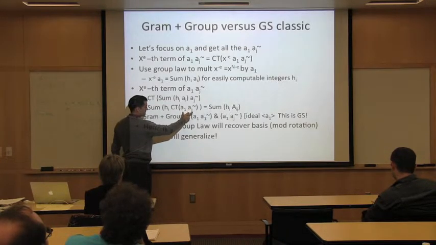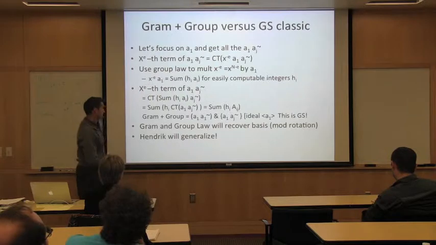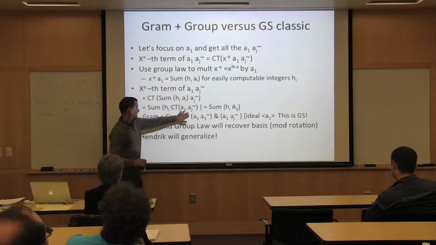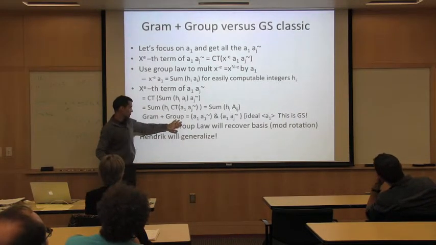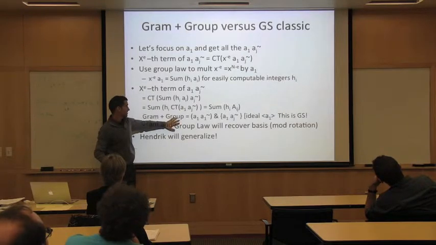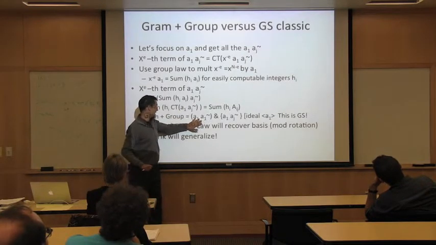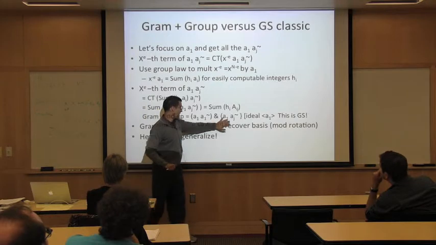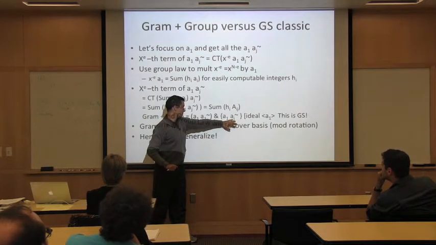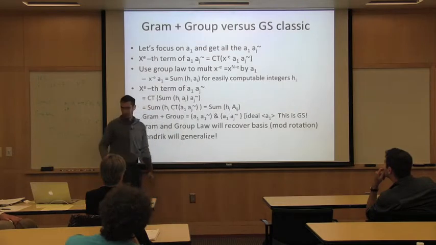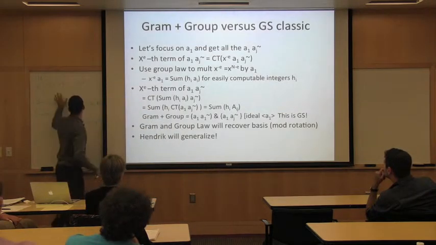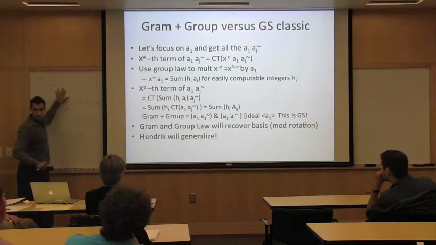Those are exactly the elements in the Gram matrix. So if you have that Gram matrix and you've got that group law written out in front of you, then you can actually get a_1 times a_1 conjugate and a_1 times all the other conjugates too, which is like the ideal of a_1. So it's the same setup as you have in the plain old Gentry-Szydlo algorithm.